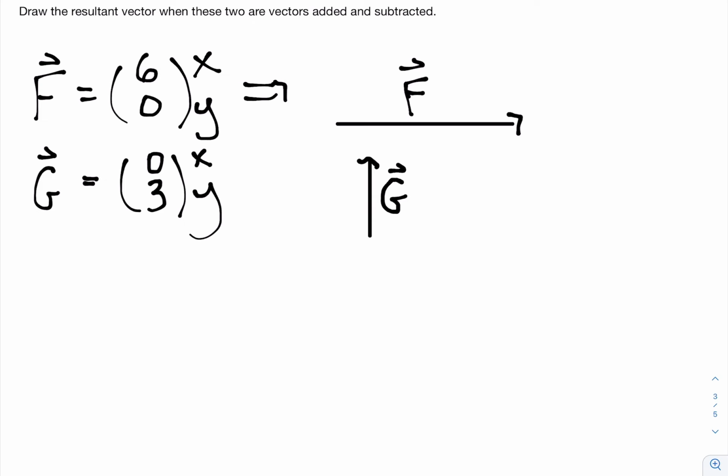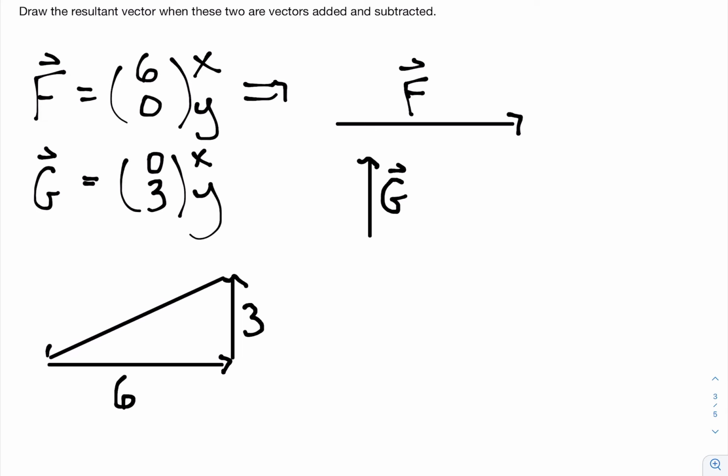So let's say we take these two vectors and add them. That means that we're taking F and we're drawing it tip to tail, remember. So we're drawing the tail of G touching the tip of F. So this is going to be a length of 6 and a length of 3. Draw the resultant vector. It doesn't want us to compute the actual value, just draw it out. So remember, the resultant vector is where we start to where we end. So that would be this one right here. Okay, that would be the resultant vector if we added them.